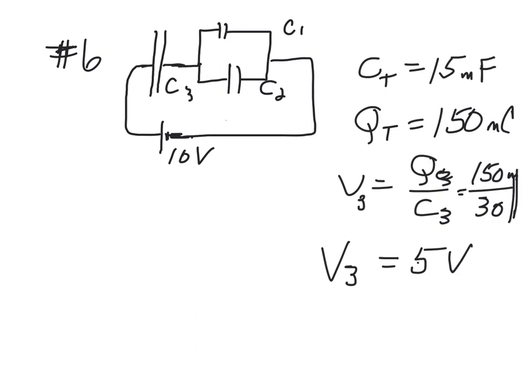Oh, that makes sense, right? Because we found out that C1 and C2 also add to be 30 millifarads. So the voltage across these two in parallel, that means that there's going to be 5 volts here and 5 volts here. So now we can figure out how the 150 millicoulombs that goes on here divides between these two. All right, so you have 5 volts between these two points and 5 volts between these two points. It means there's 5 volts across each of those capacitors.